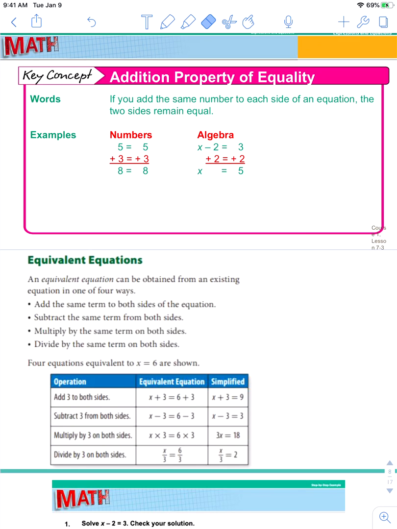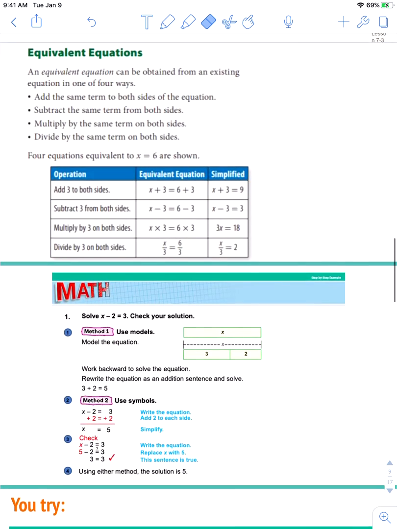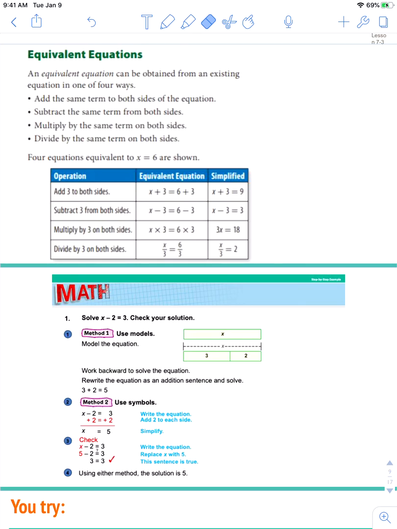So in our first example, the addition property of equality, you have 5 equals 5. So if you added 3 to each side, you would get 8. So 8 equals 8. And that stands through when you do algebra. X minus 2 is equal to 3. If you added plus 2 to both sides, it would be x is equal to 5, which would be equivalent.